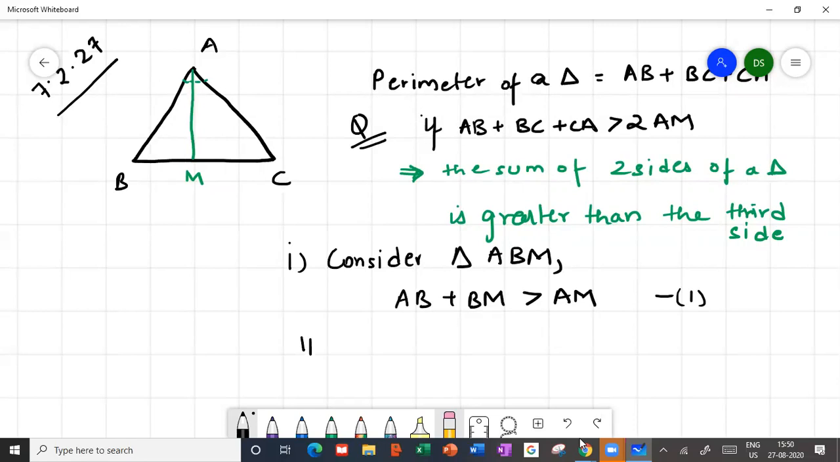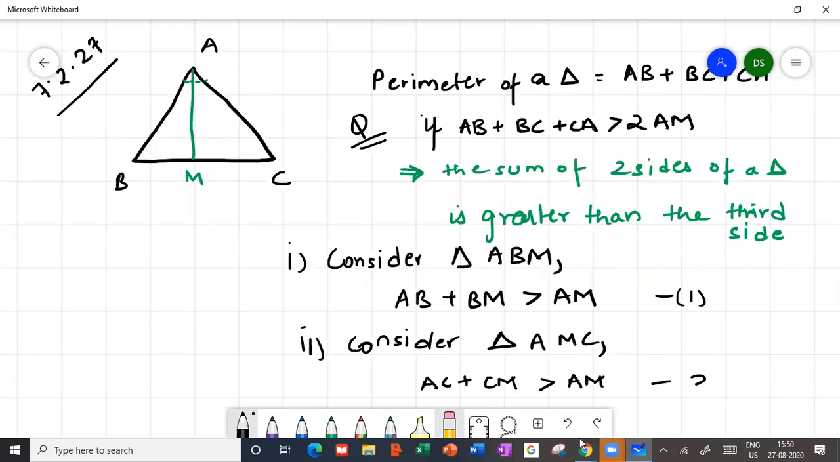So consider triangle AMC or ACM or whatever. Again, we want AM in the equation, so we'll leave AM alone. We won't add anything to that. So we take the other two sides. AC plus CM will be greater than AM, equation 2.